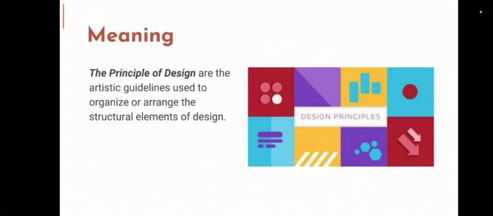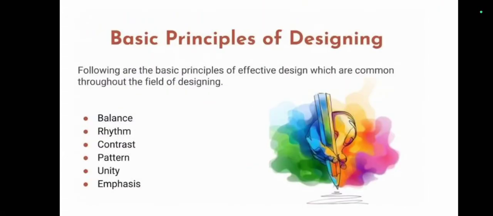These principles of design are the artistic guidelines to organize or arrange the structural elements of a design. What are the elements of the design? If you see here, circle, rectangle, these are shapes, arrows, and all of this comes under elements. These elements should follow certain principles, then it will make sense. First and foremost is the balance. Next is rhythm, contrast, pattern, emphasis, and finally the unity.